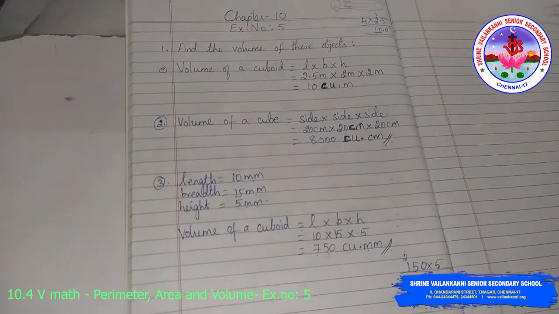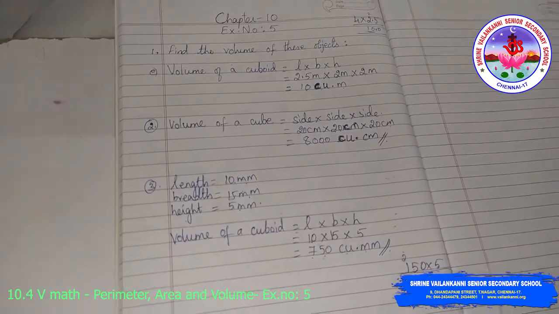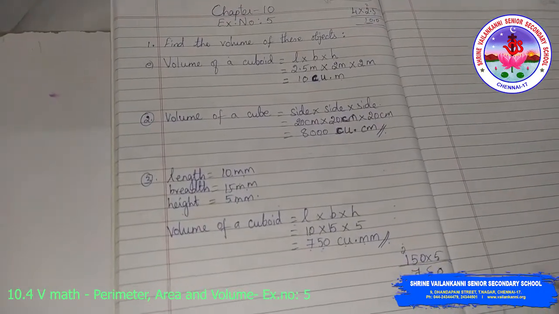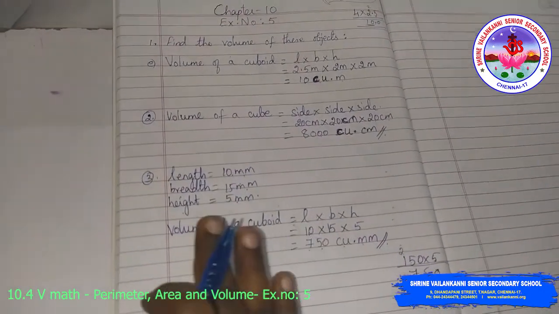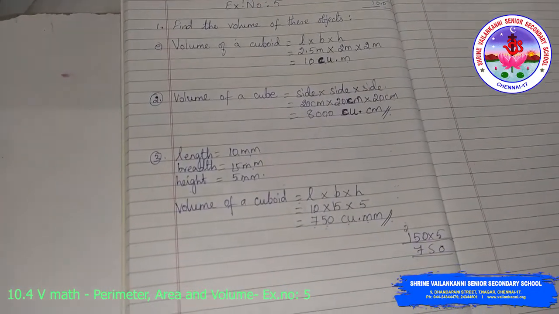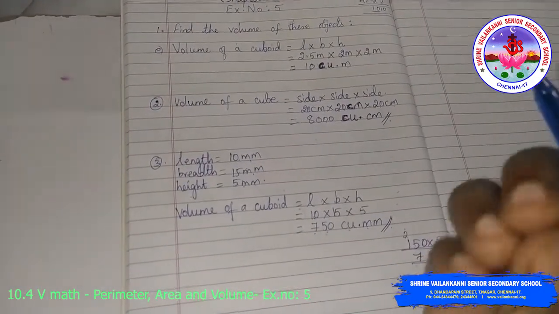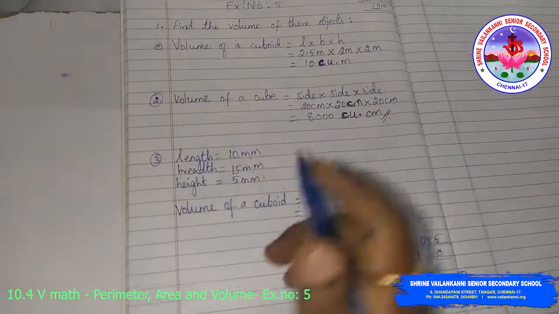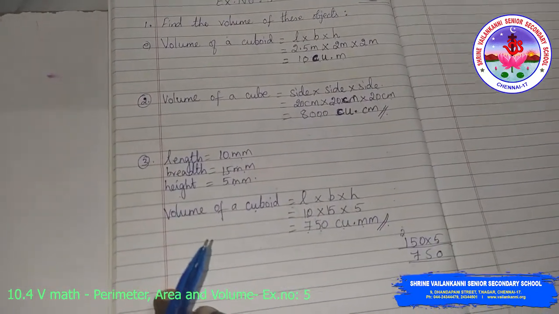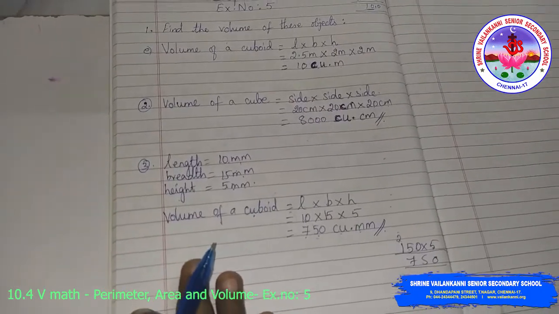I hope you have understood how to find the length, breadth and height when you have the pictures, and how to do the sums when the length, breadth, height measurements are given directly. Only cube and cuboid you are going to see in this chapter. I hope it is very clear and you have understood.